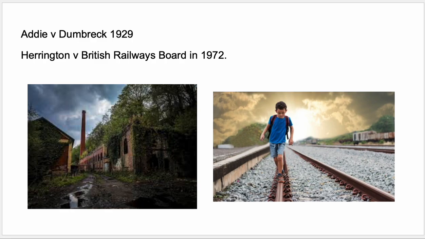Back in 1929, there was a case called Addy versus Dumbreck, and it involved a little child trespassing on a colliery owned by Dumbreck. That's where the name comes from. And this child tragically died as a result. At the time, the law, as interpreted by the House of Lords, gave very little protection to trespassers. It's a bit like, if you trespass, you take your chances. That basically meant that the owner of the colliery owed almost no duty of care, no need to put up signs and fences and all the rest of it.